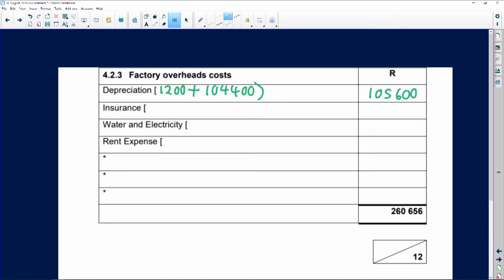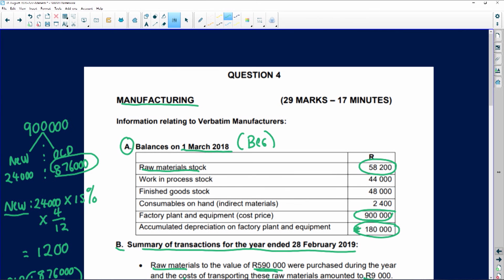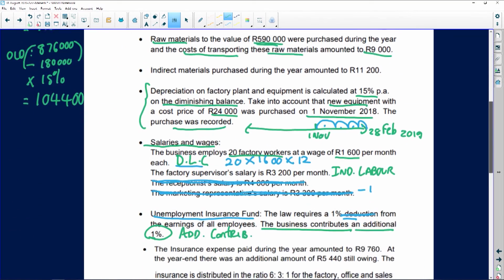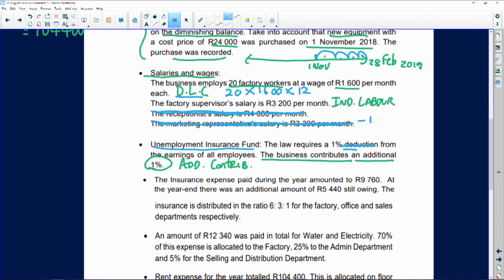Our next expense, insurance. So once again, we've got to go back to our information. So how much of insurance did we pay for the factory? So let's find that information. There we go. The insurance expense paid during the year amounted to 9,760 Rand. At the end of the year, there was an additional amount of 5,440 Rand still owing.